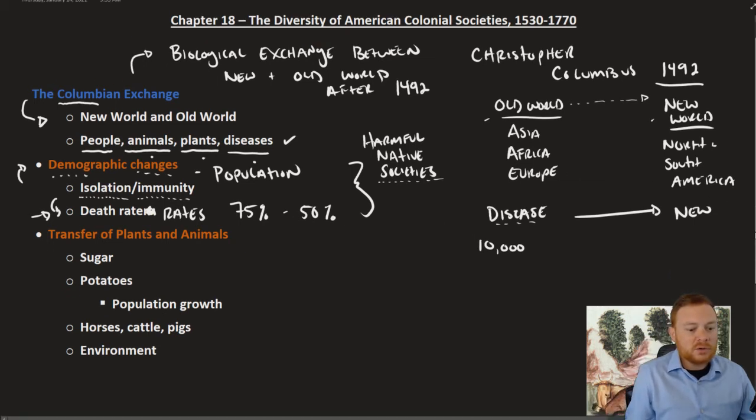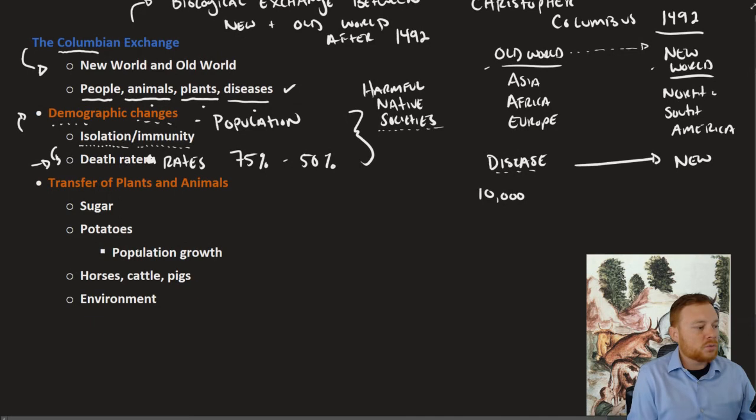On the other hand, there were also other exchanges that are noteworthy, that of plants and animals. A couple of important crops and animals went between Old World and New. The first one included sugar. This was from the Old World.